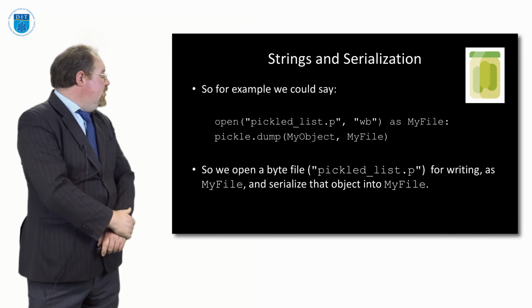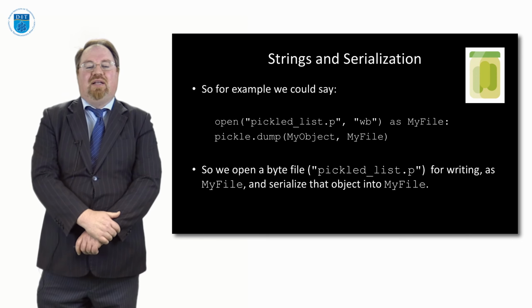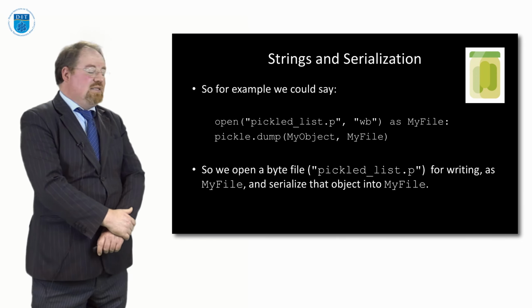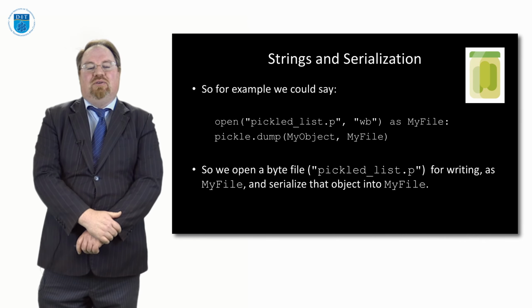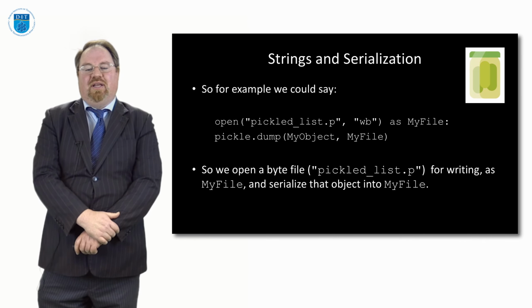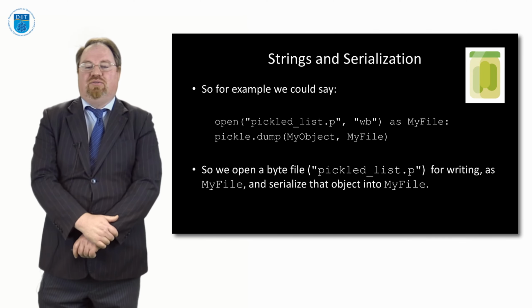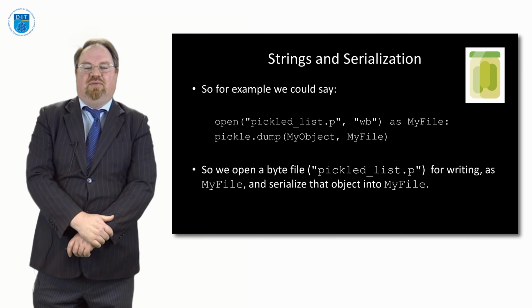Let's look at this one. It's open a file named pickled_list.p for write and as a byte. We'll open that file using the variable name myFile, and then all we do is pickle.dump my object into my file.